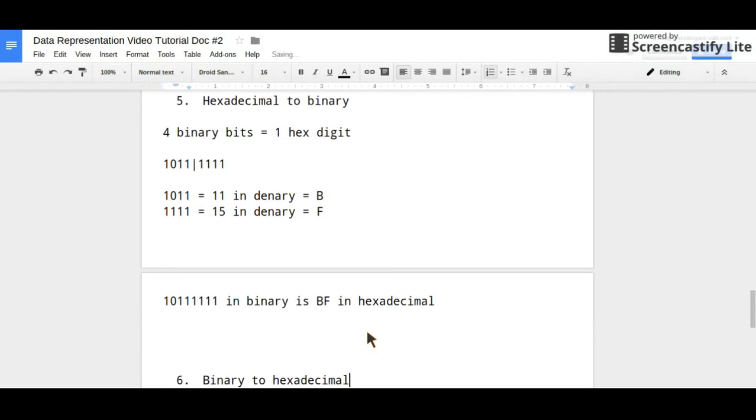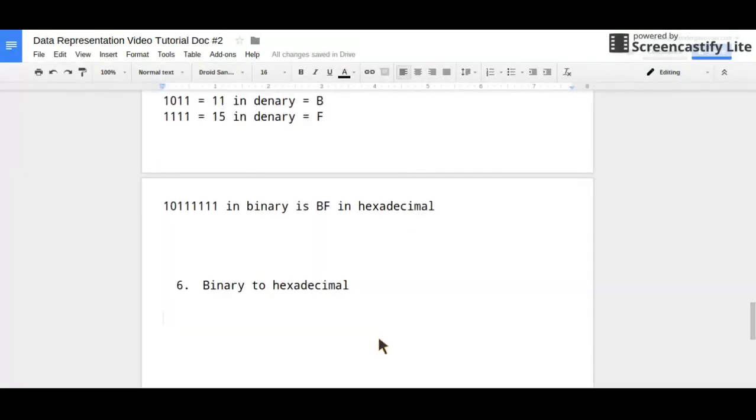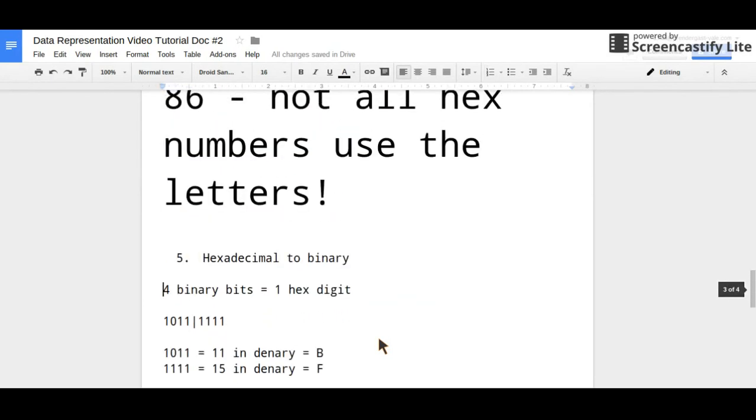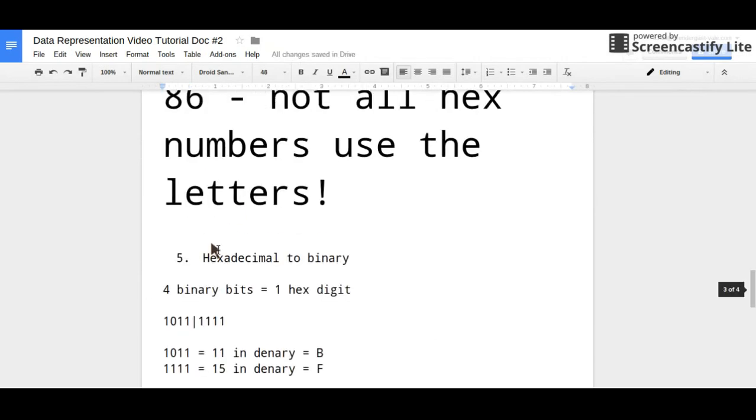And it's the same the other way around. They generally don't go over a byte's worth, so the maximum number is 255. But oops, we've just done the wrong one. I've just shown you binary to hexadecimal. So now let me show you the other way. So we started with binary to hexadecimal, and in a second, I'm going to show you hexadecimal to binary.